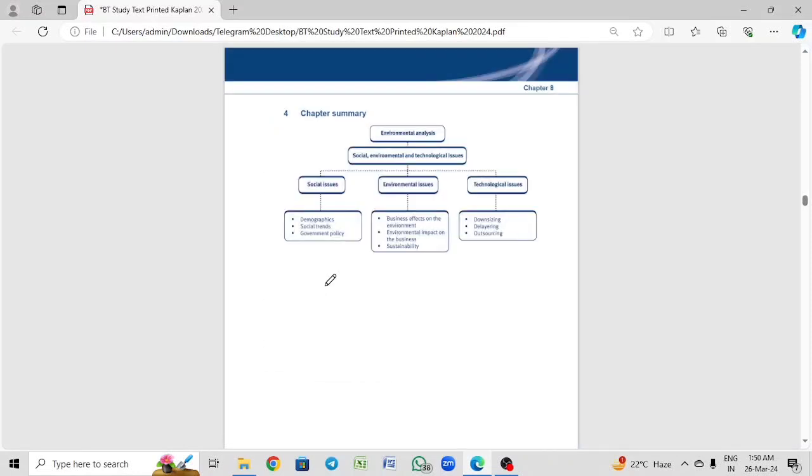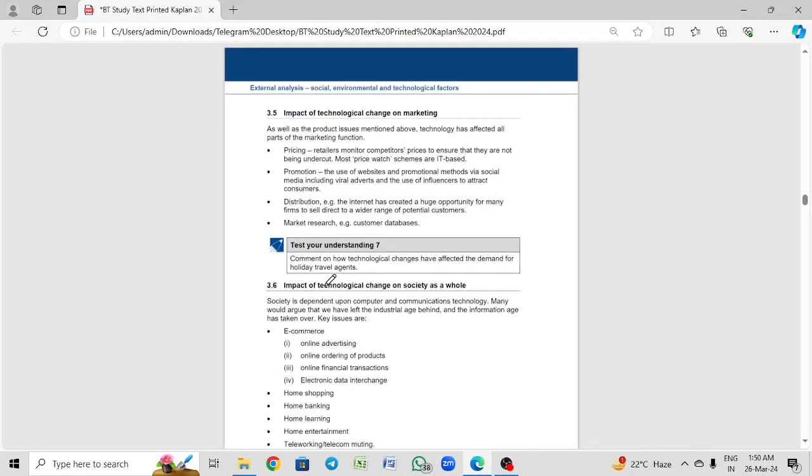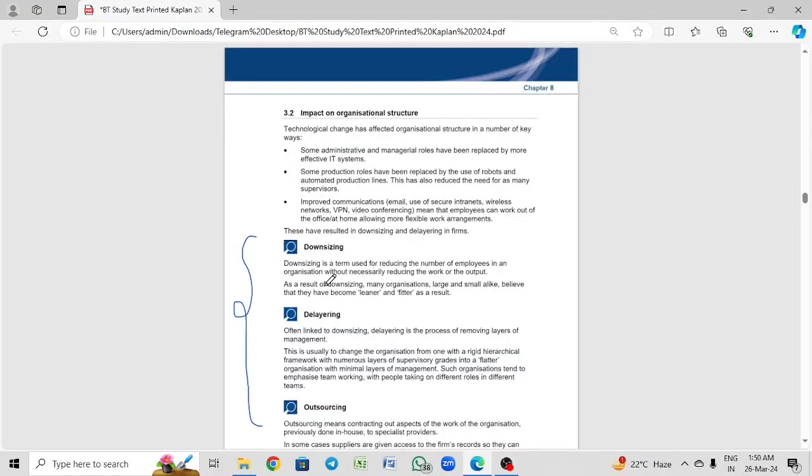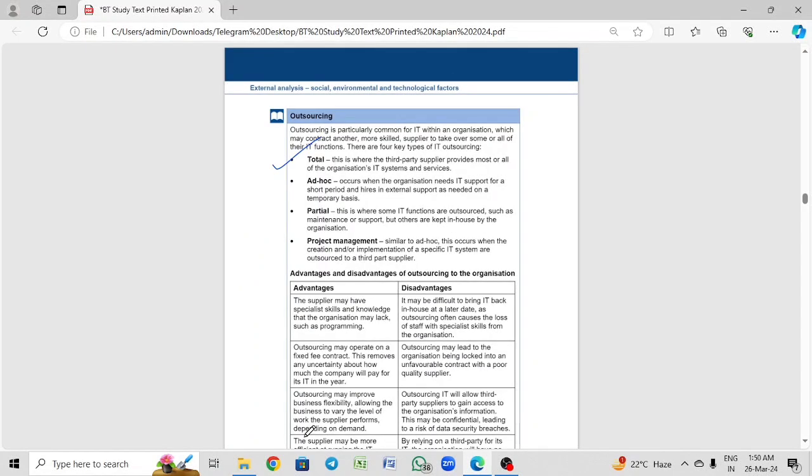So everything changes with e-commerce. With this we come to an end of the chapter. There was nothing to cram in this chapter. It was just about understanding how different changes in the environment affect the business organization and its operations. The key terms were downsizing, delayering, outsourcing. These were the important things.